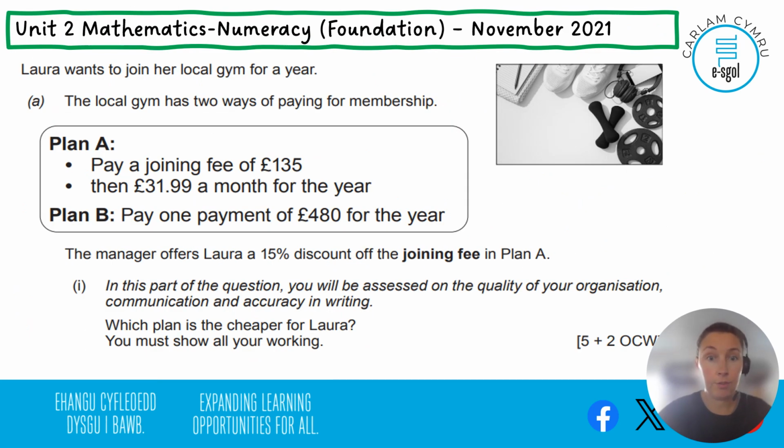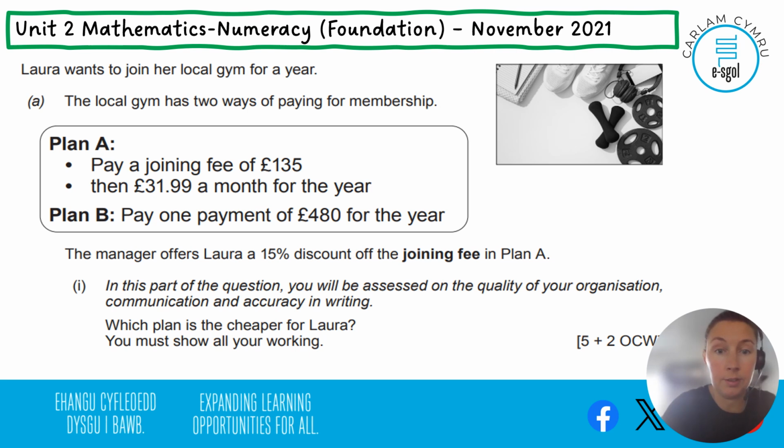And this is the third and final example I'll go through. This is from the November 2021 paper. Laura wants to join her local gym for the year. The local gym has 2 ways of paying the membership. Plan A, pay a joining fee of £135.